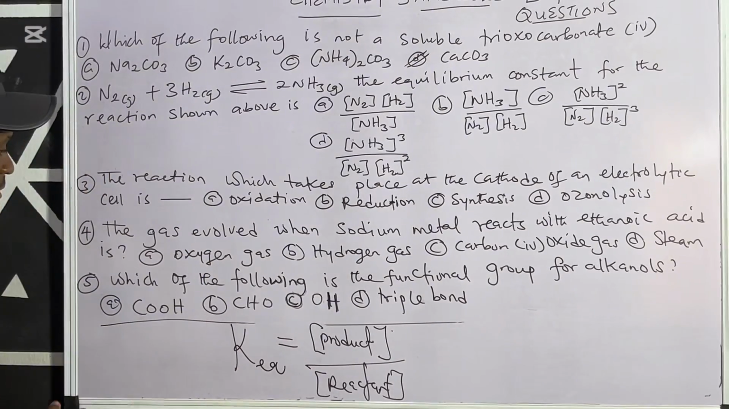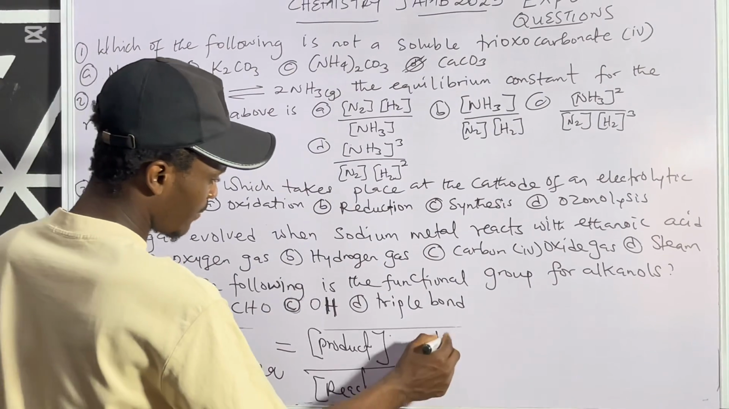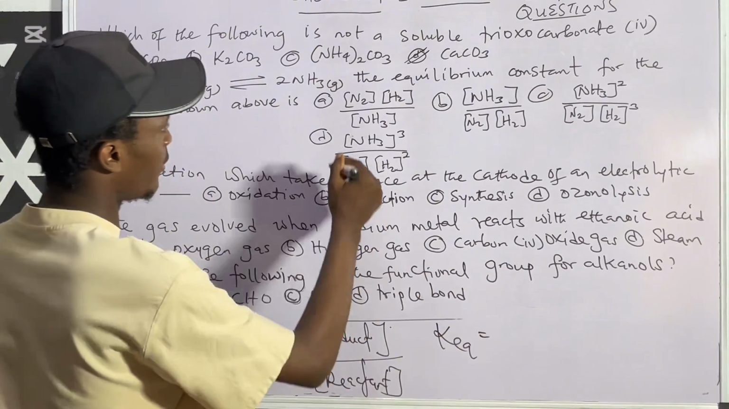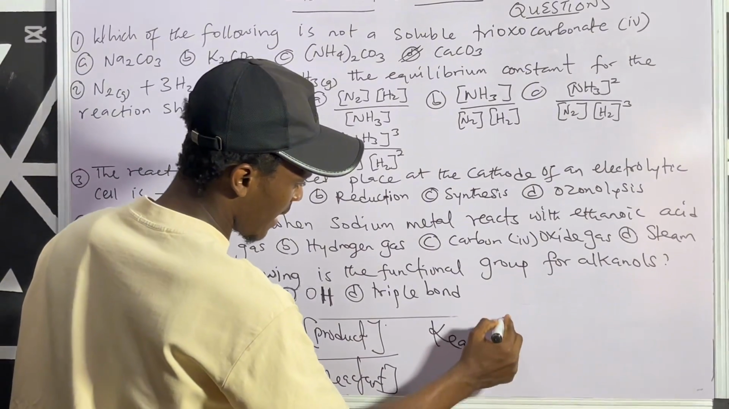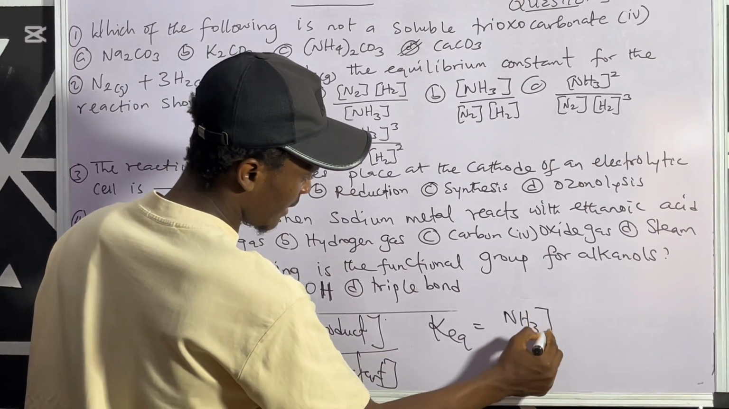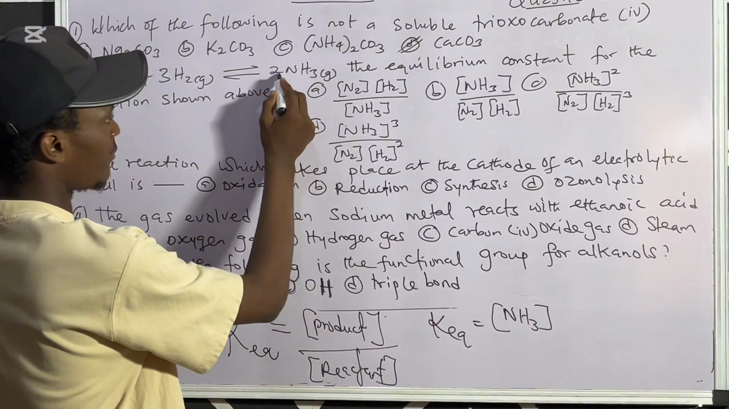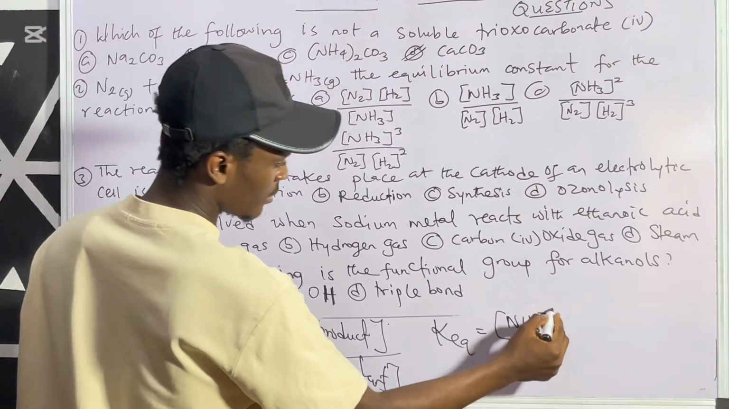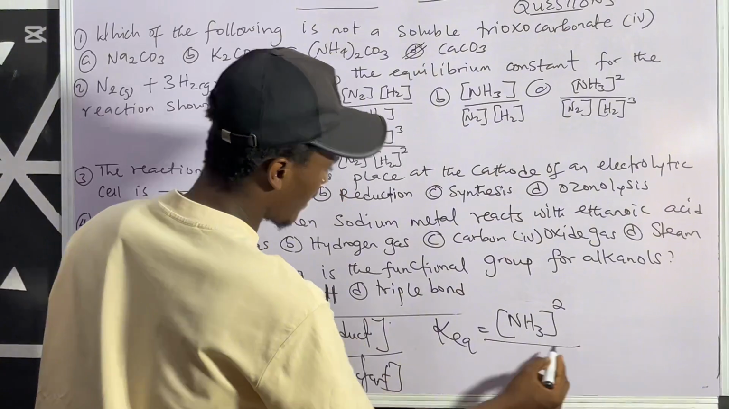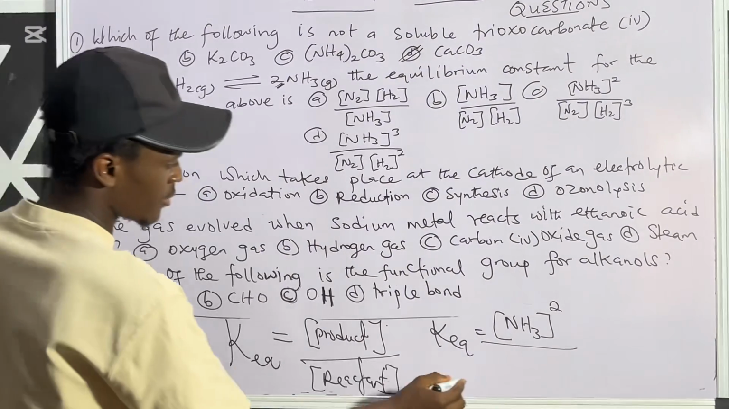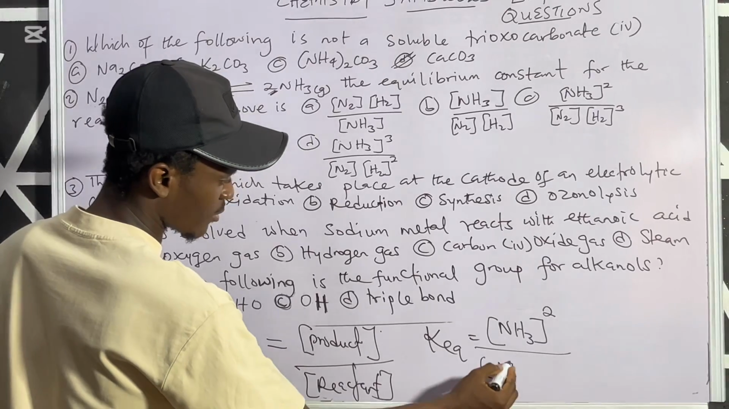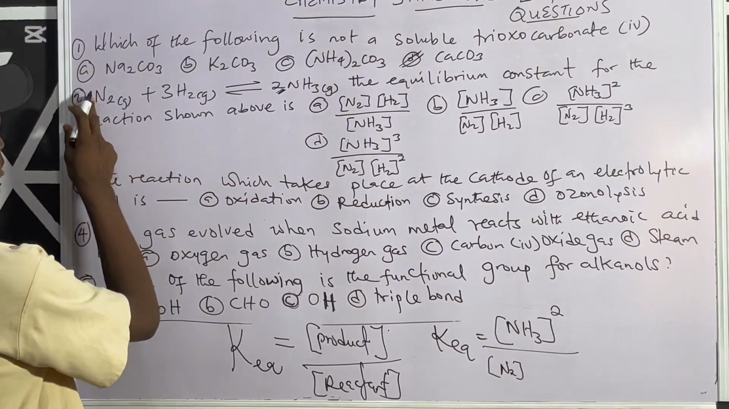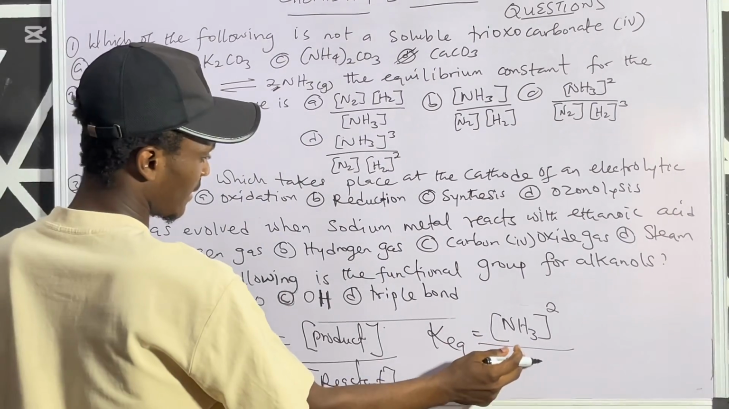So looking at this, we should write our Keq, very easy, and then we are given the product now, which is this. So that becomes NH3, then the concentration raised to the power of the coefficient, which is 2. So that's that. Then over, we are now having N2, the concentration of N2. This square bracket means concentration. Then there is no number here, so you just leave that like that.